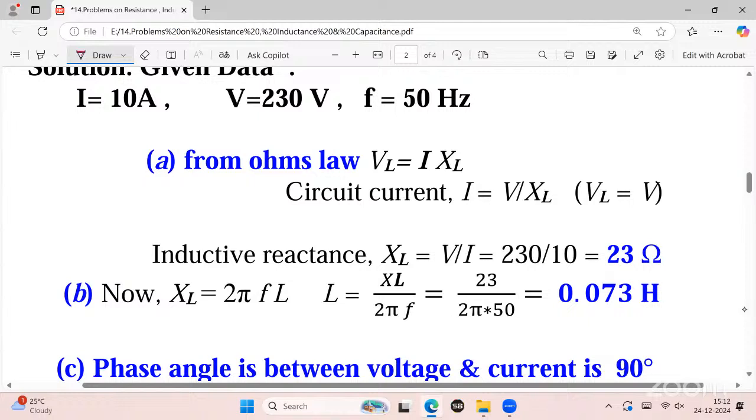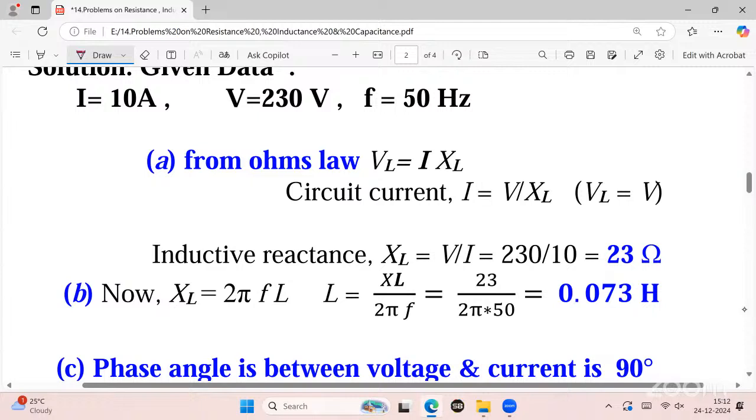V is equal to IZ. A bit: V is equal to IZ, Ohm's law in AC circuit. But what is that? XL. V is equal to IXL. XL is equal to V by I. We get XL.